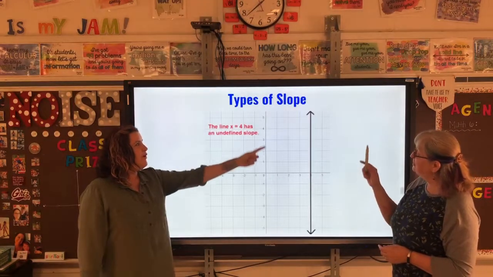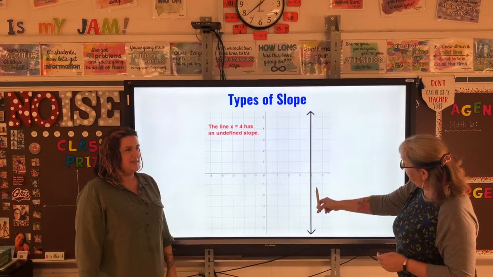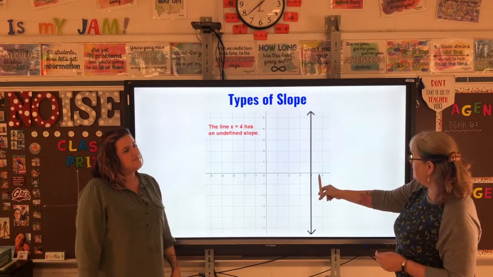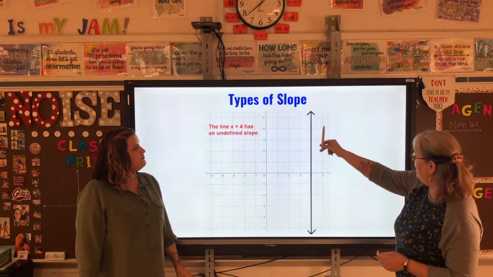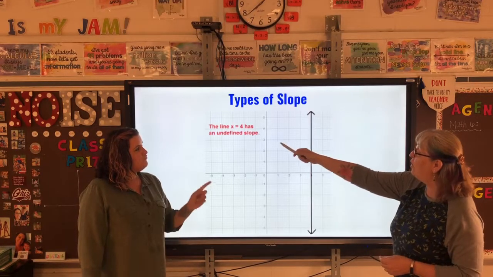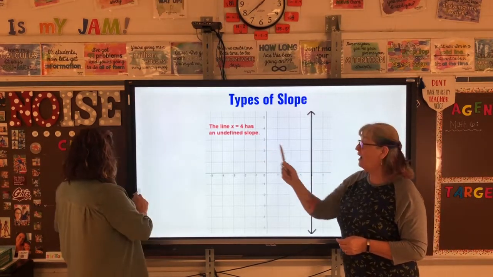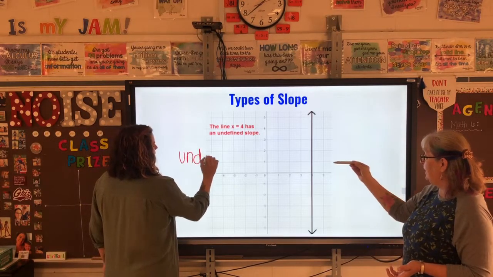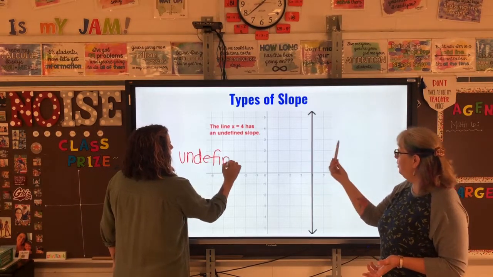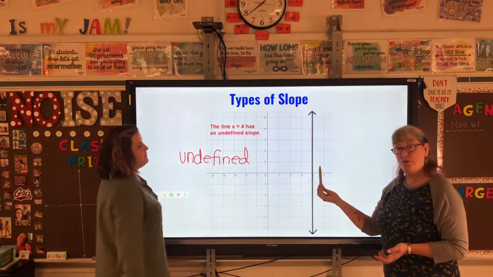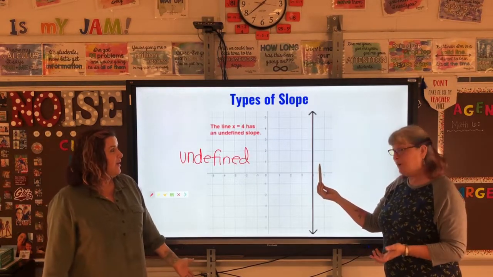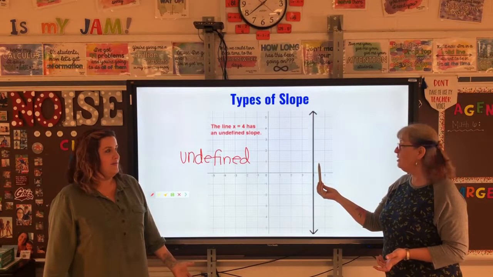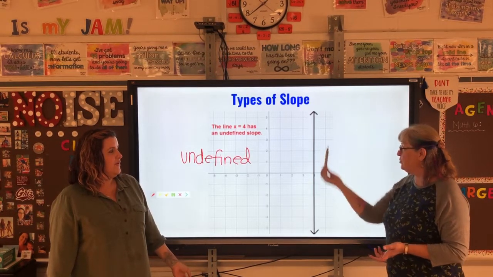And what if the line's going the other direction? If we have that vertical line, what happens? So the x is constant and the y is changing. That's called undefined. We can't say it's 0 slope because 0 slope is a line going straight across. But when you have a straight up and down line, it's not 0, it's undefined.